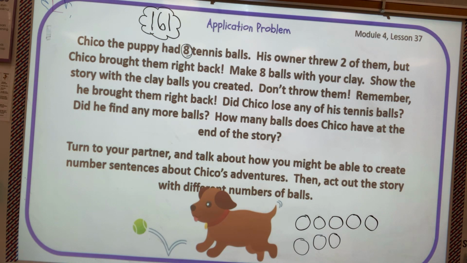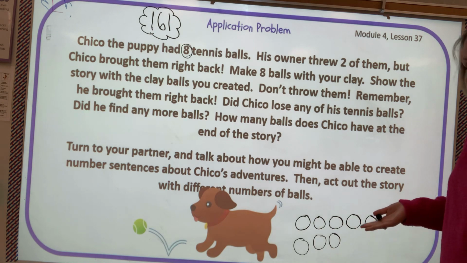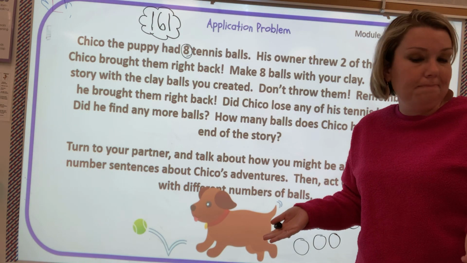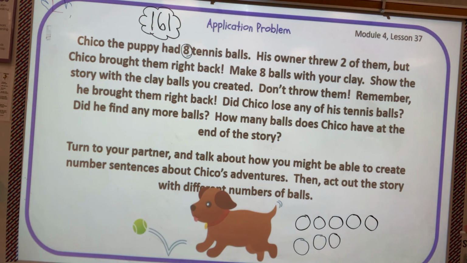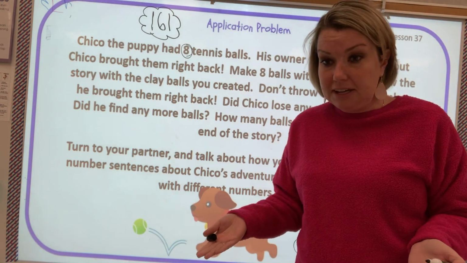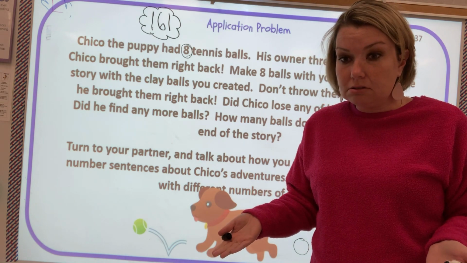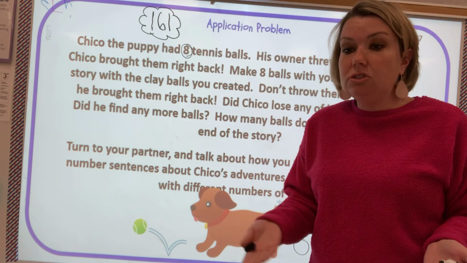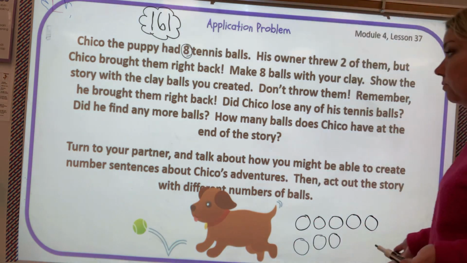Show the story you created. Don't throw them. Remember, he brought them back. Did Chico lose any of his tennis balls? No, he didn't. Did he find any more balls? No, he just brought back the 2 that he threw.